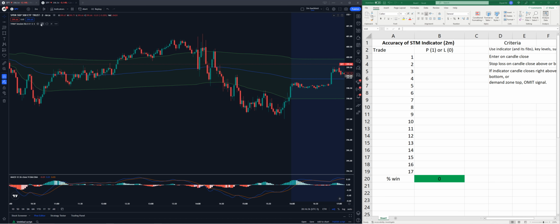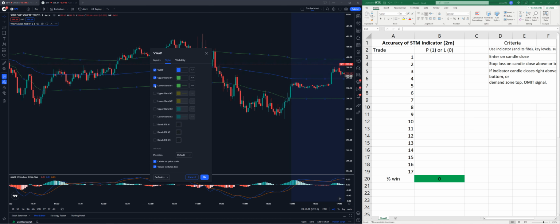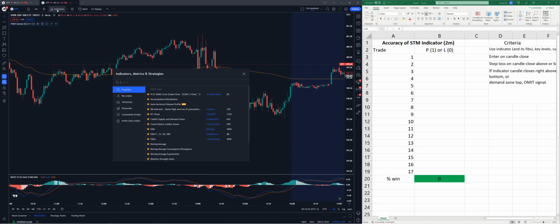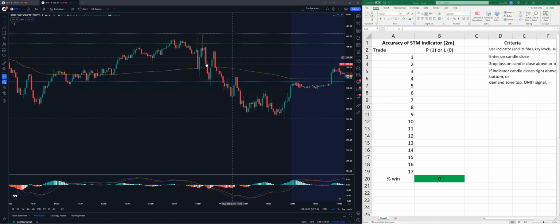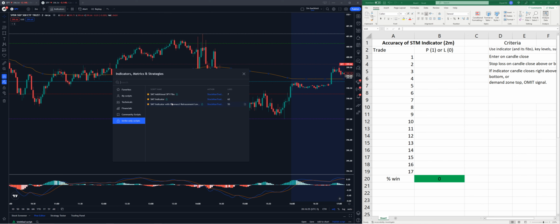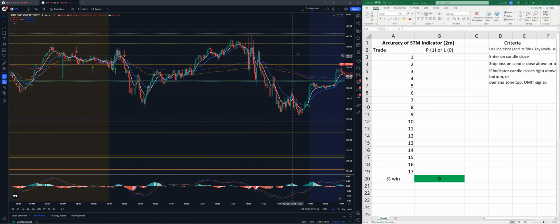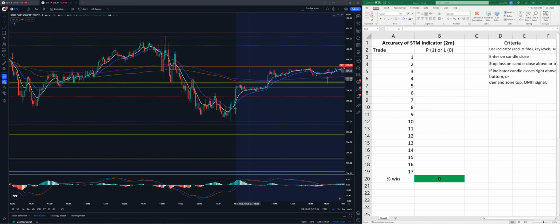I'm going to go into my settings, disable bands and band fill, and then we're going to make that orange. And then I also use this, which is going to plot our key levels. It's called BB Indicator by Jacidinho or something like that. So we're going to use that. It's going to plot our key levels. And then we're going to add my scripts, so the SMT indicator with fibs, and then the additional SPY fibs. So there you go. That's what I add on my chart.